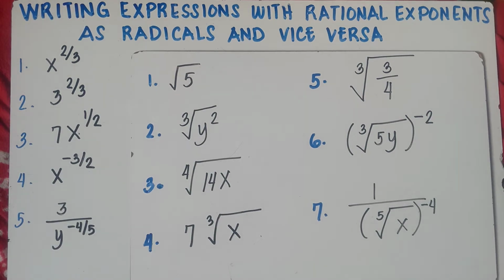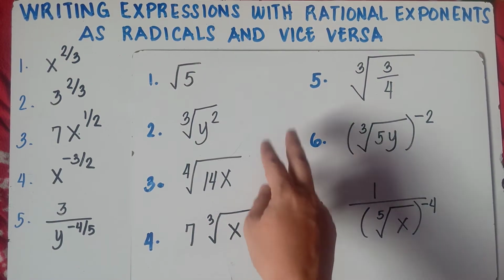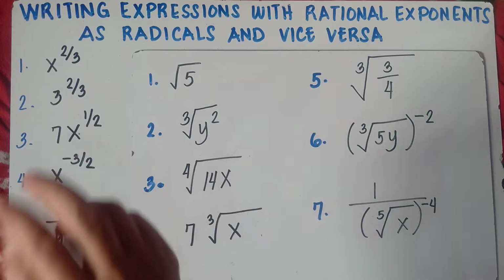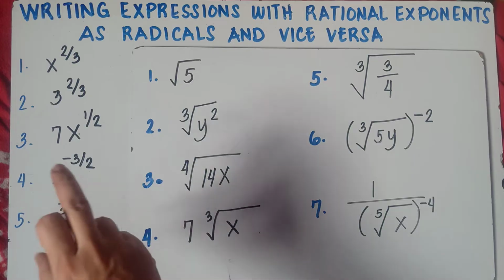Our topic for today's class is all about writing expressions with rational exponents as radicals and vice versa. So without further ado, let's do this topic. This rational exponents form, we convert into radical form, and this radical form, we convert into rational exponents. Once again, class, we call it rational exponents if the exponents are fractions.